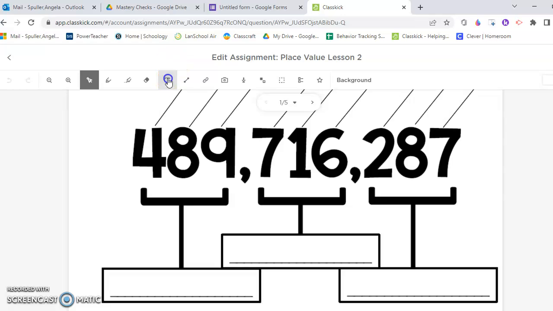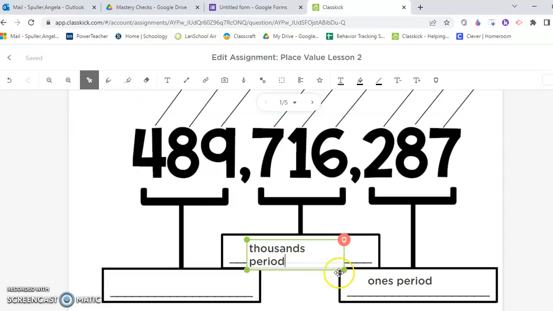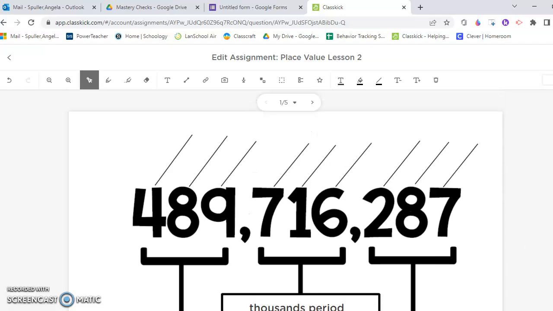Now, real quick review. Remember, we have different periods. This is the ones period. As you remember from the last one, this is the thousands period. And then our last one is the millions period. And remember, you should be writing this in your notes on your paper. And at any point, pause this if you need more time to write. All right, let's look at this.